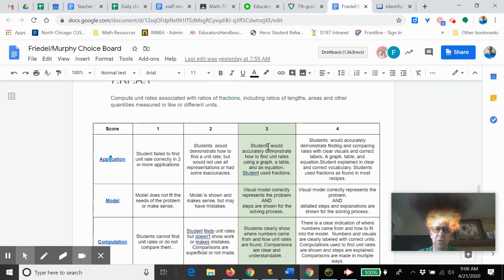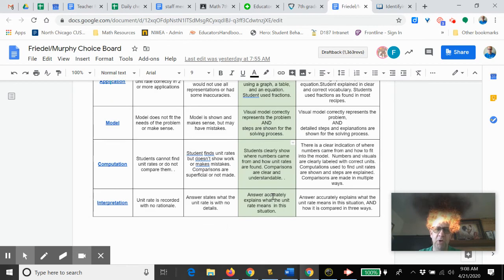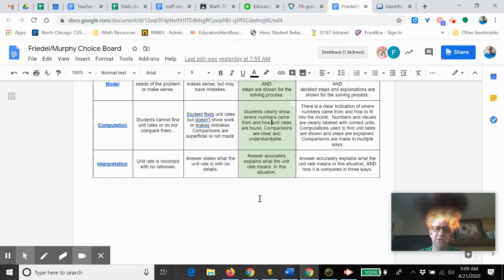You are accurately demonstrating how to find the rates in a graph, a table, and an equation. You are making a nice visual model. You have a graph, a table, an equation, and you show how you made those. You clearly show where your numbers came from. How did you find your unit rates? Compare between the graph and the table. Then your answers are accurate. You use unit rates and you explain what the numbers mean in the situation. You can't just throw out 3/10 out there. You have to say 3/10 of what.